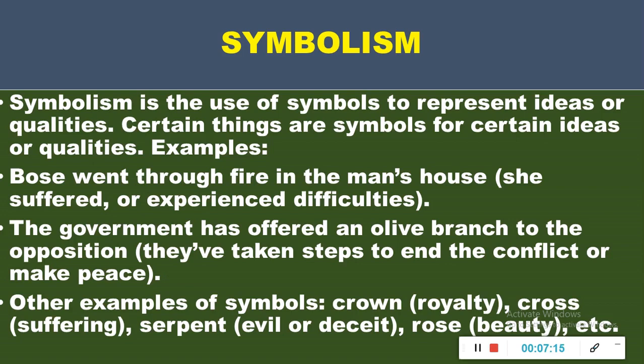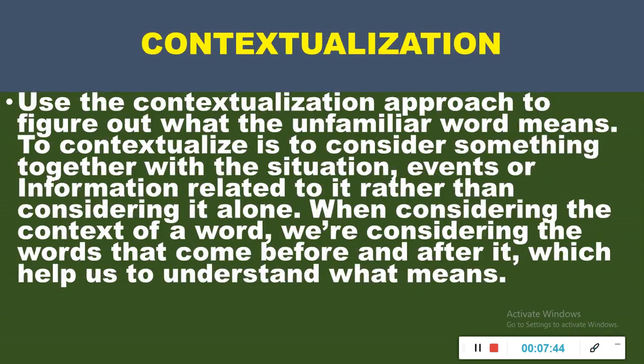A crown is a symbol of royalty. A cross is a symbol of suffering. A serpent is a symbol of evil or deceit. A rose is a symbol of beauty, and so on and so forth. So there are symbols that actually stand for certain things. So we can decode certain idioms by looking at the symbols that are contained therein.